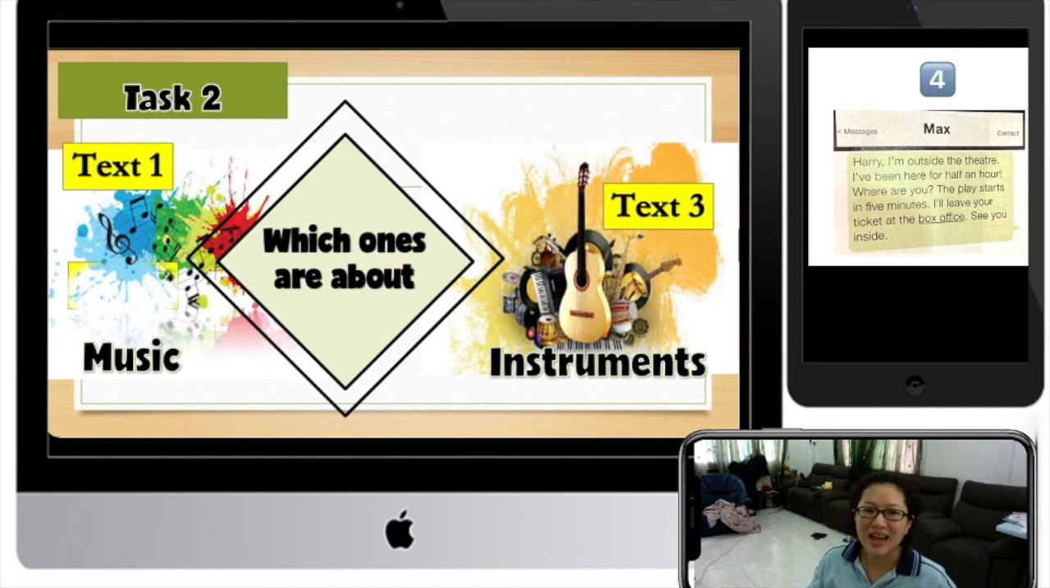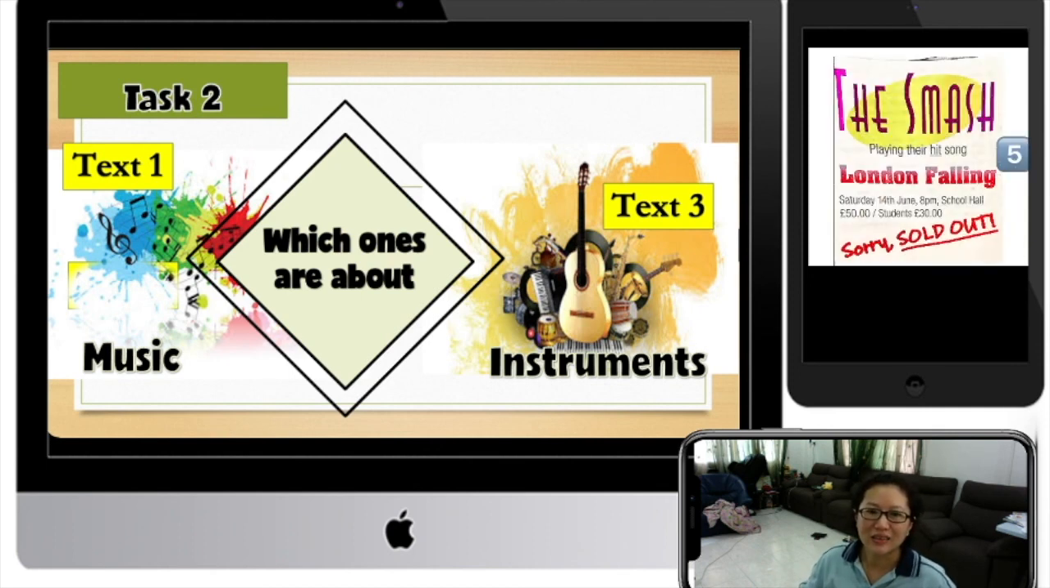The last text. What is it about? Is it about music or instruments? Correct! It is about music.